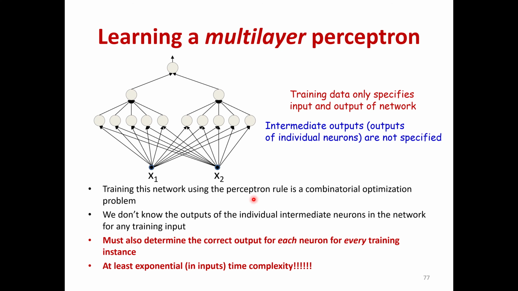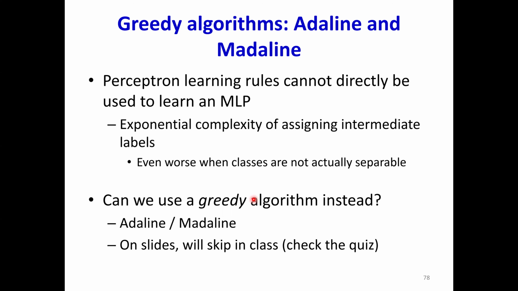So training this network using the perceptron rule is a combinatorial optimization problem because we don't know the outputs of the individual intermediate neurons. So during training, we must determine the correct output for each neuron for every training instance. And this is exponential time complexity, which means that perceptron learning rules cannot be directly used to learn an MLP. It has exponential complexity of assigning intermediate labels, and it's even worse when the classes are not linearly separable.